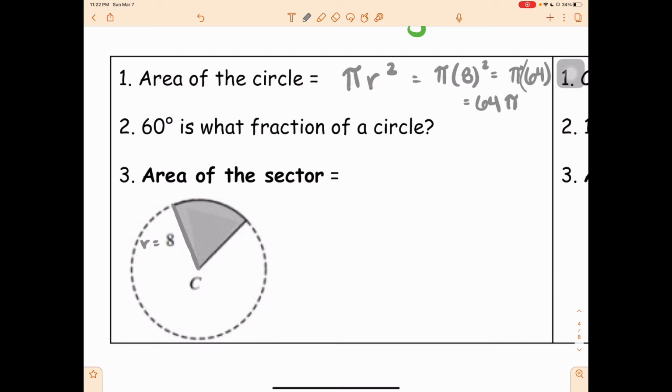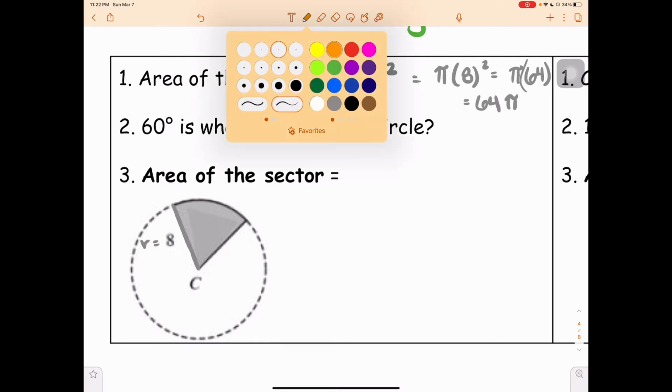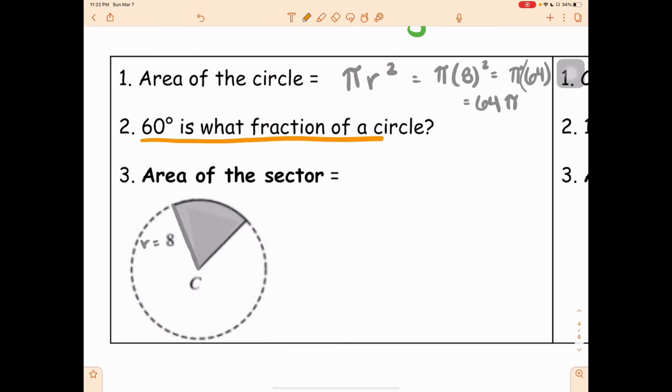So if this is 60 degrees, right? 60 degrees is what fraction of the circle? I believe this was supposed to show 60 degrees here, so make sure you jot that down. I'm going to write that in white. So 60 degrees, if we were to write the fraction, it should be 60 out of 360. And we can always reduce that, right?